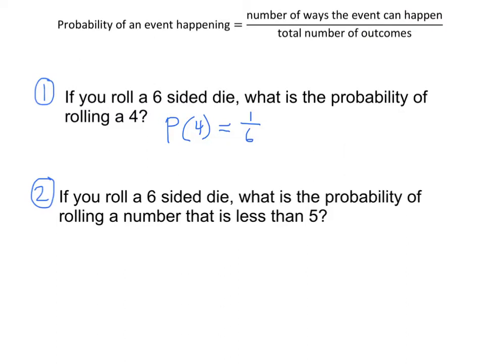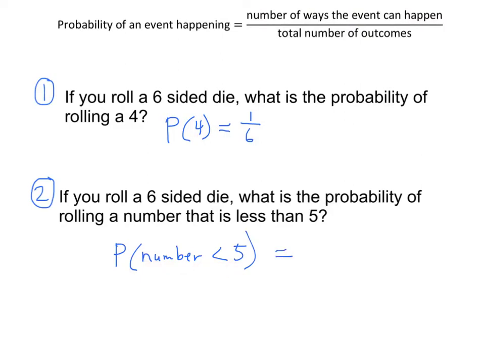Number two, another pretty simple one. If you roll a six-sided die, what's the probability of rolling a number that is less than 5? For notation on this one, we could do something like this: the probability of getting a number less than 5. That would be the shorthand way to write that.